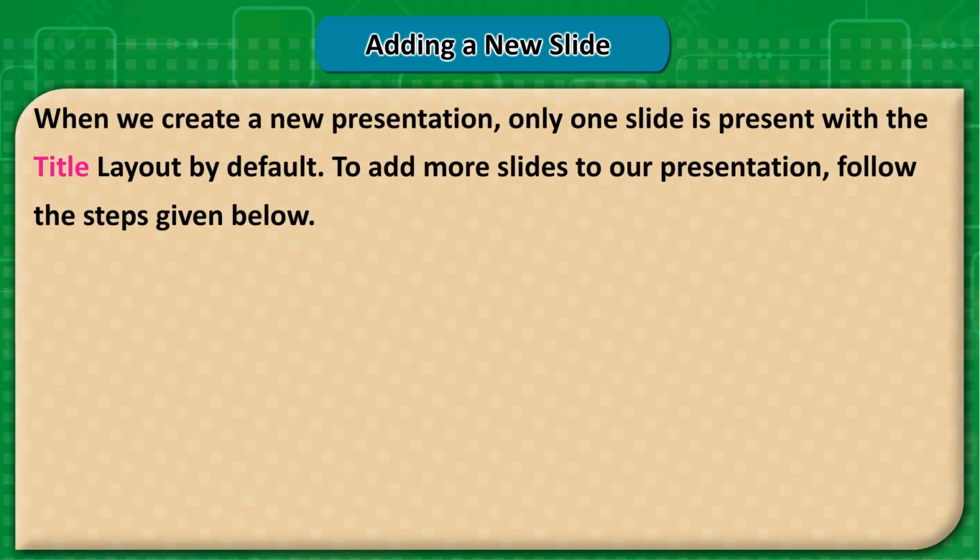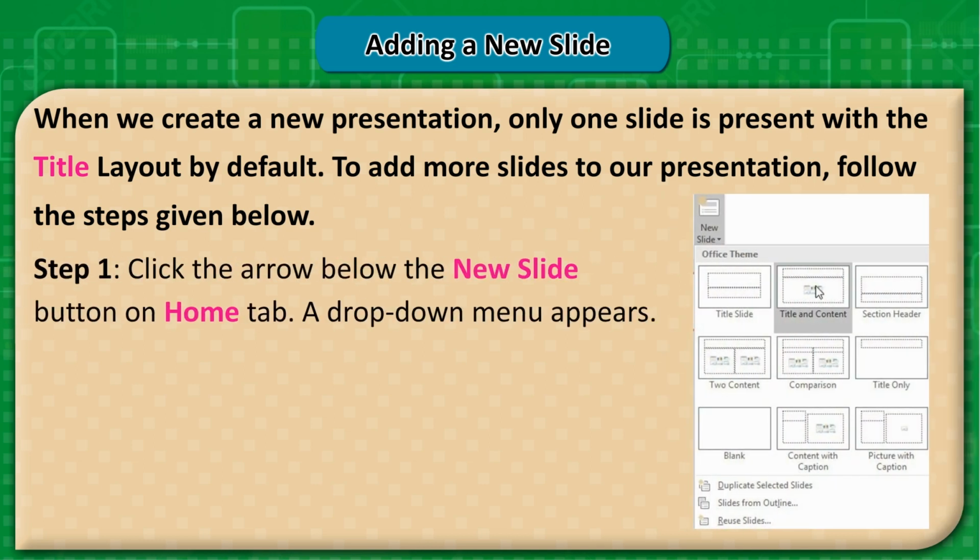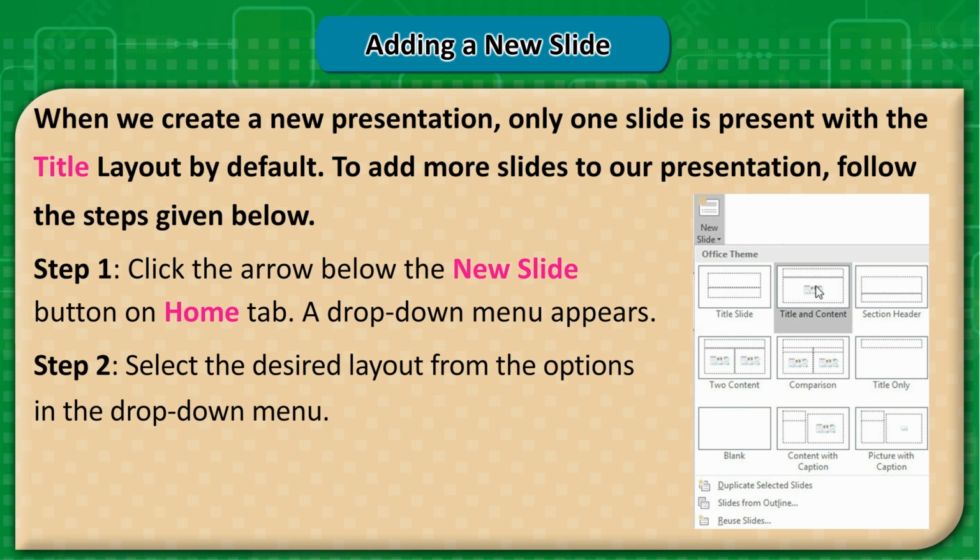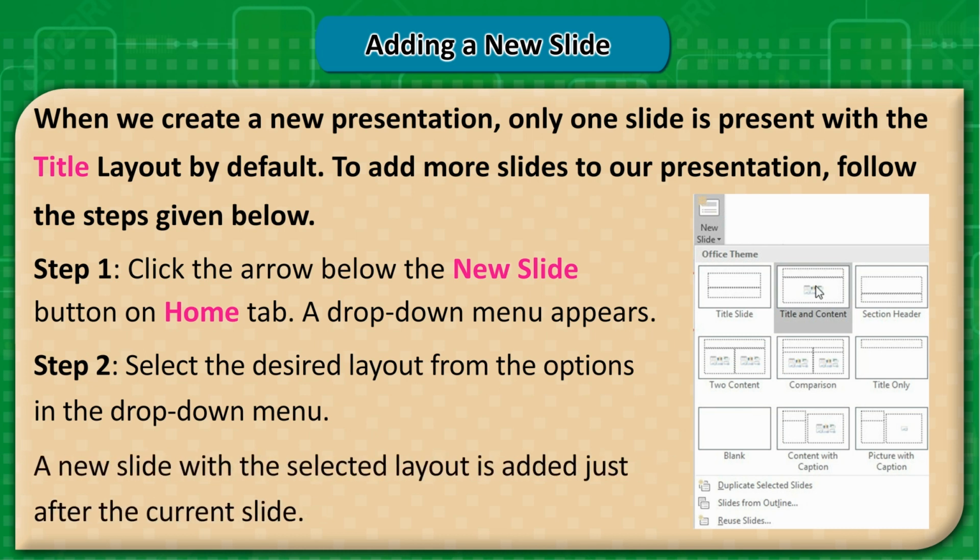Adding a new slide. When we create a new presentation, only one slide is present with the title layout by default. To add more slides to our presentation, follow the steps given below. Step 1. Click the arrow below the New Slide button on the Home tab. A drop-down menu appears. Step 2. Select the desired layout from the options in the drop-down menu. A new slide with the selected layout is added just after the current slide.